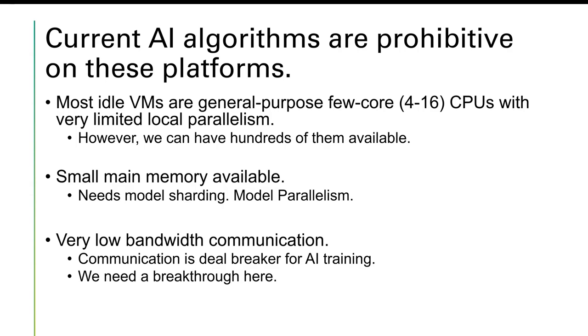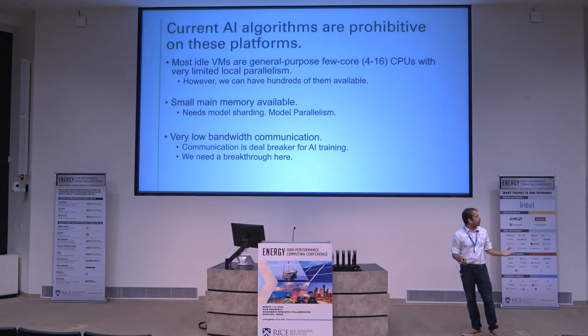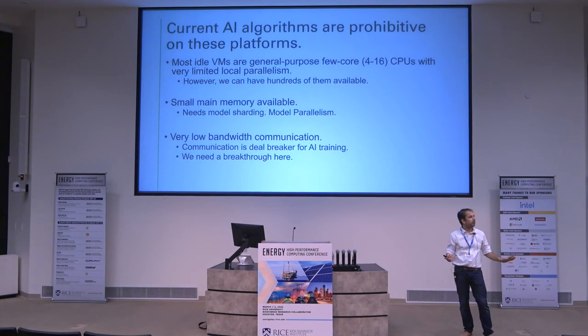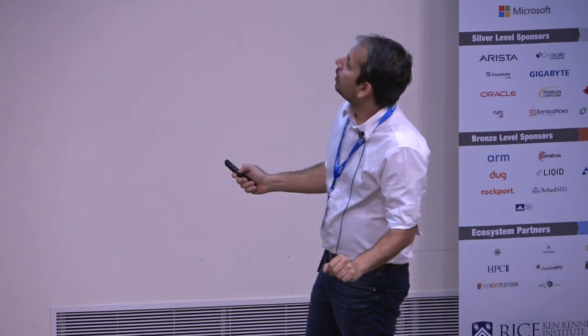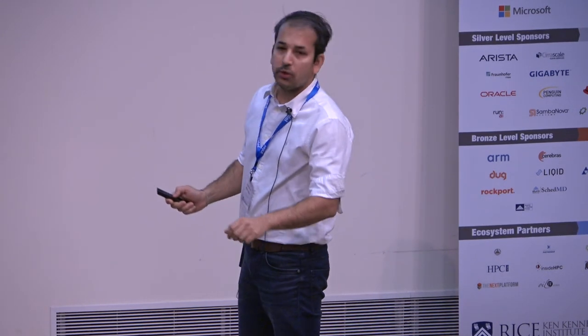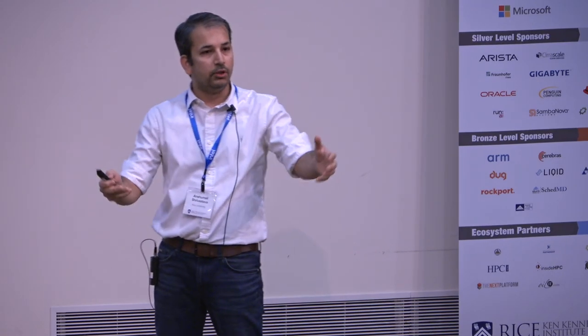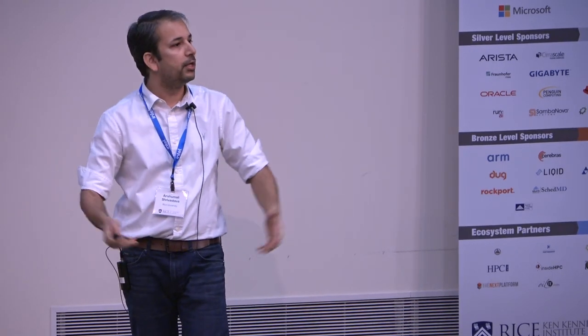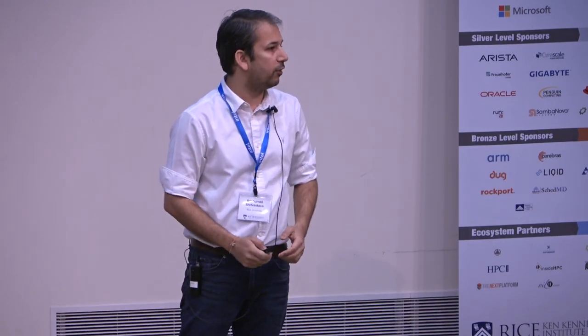I showed you a trend in which people are saying AI is a very heavy compute, and to make AI work, we need bulky hardware and extremely fast bandwidths. Now, the wasted cloud that we are looking at is on the other extreme, in which these are small VMs with few cores, like 4 to 16 cores, about 8 to 10 gigs of memory, but there are hundreds or thousands of them available. They have a small main memory, so you need to shard your model. You cannot expect any VM or any resource to provide you enough memory to do a lot of computation. And in fact, there's not even a lot of computation there.